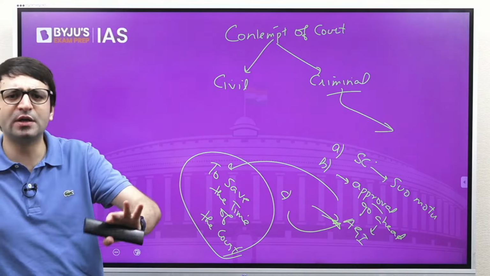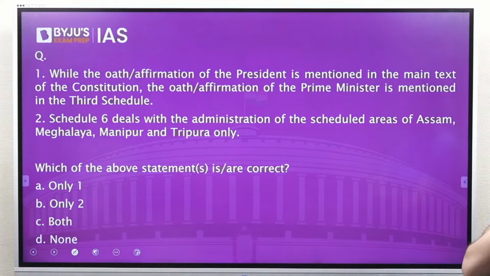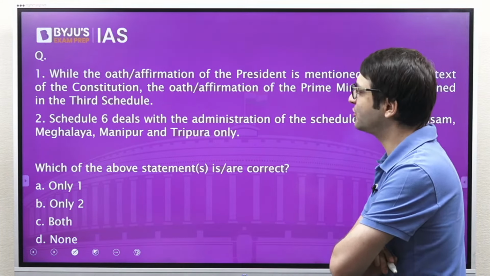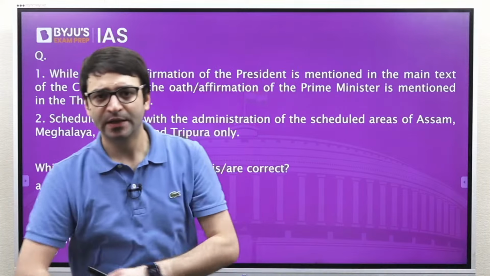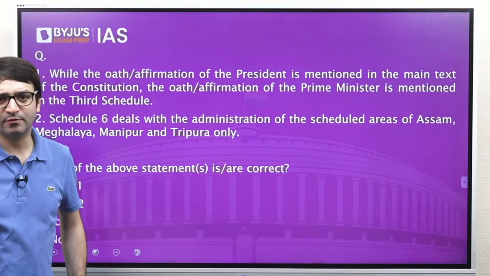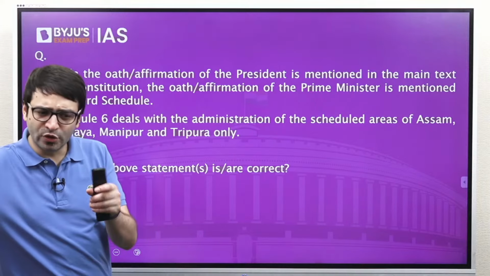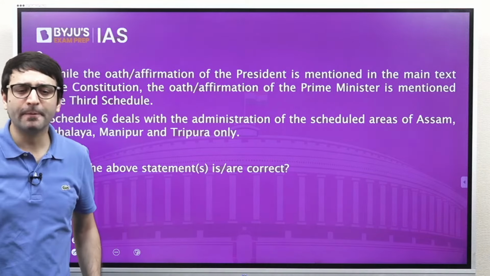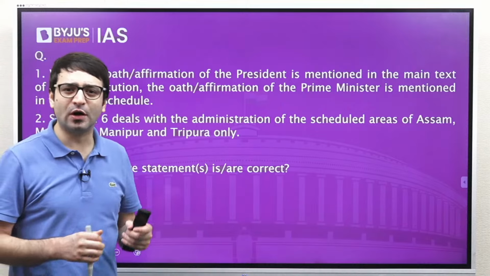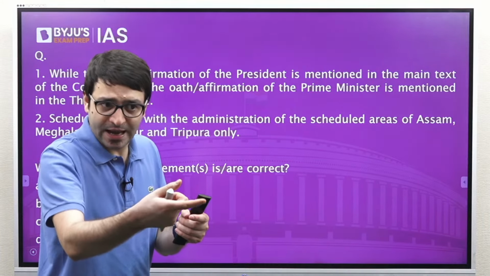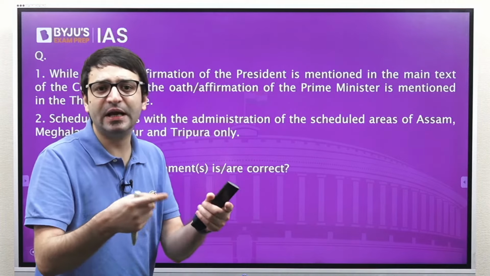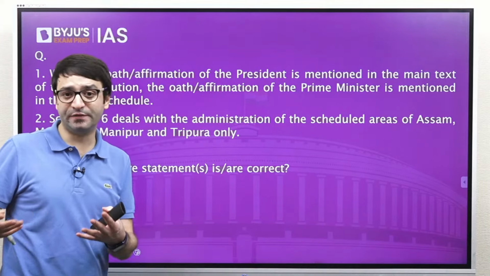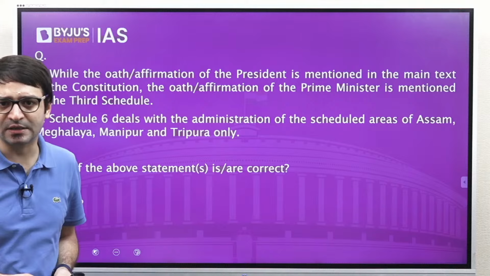While the oath or affirmation of the President is mentioned in the main text of the Constitution, the oath or affirmation of the Prime Minister is mentioned in the third schedule of the Constitution. We are going to have President's election, Vice President's election this year. So you will see 1 or 2 questions asked on these elections in your prelims examination, because UPSC tends to focus on events which come later and preempt those events and ultimately ask questions on these events. Sometimes if there is a big anniversary, 100th year, 125th year, 200th year, there will be a question asked on that particular event.